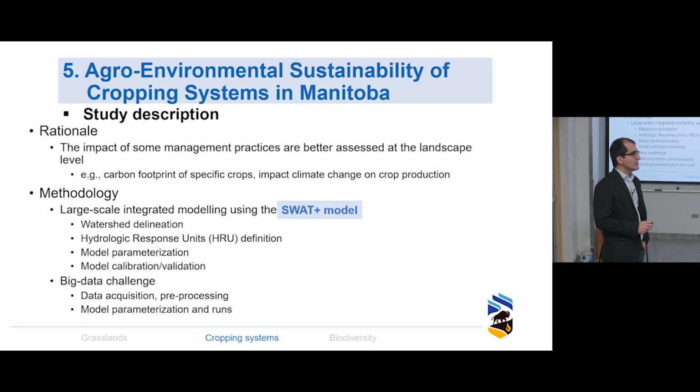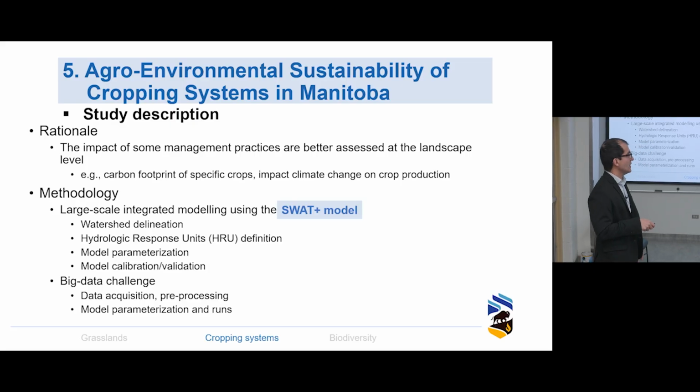Okay, the second study under the cropping system is looking at large scales, okay? So now we're looking at setting up a model across the Agro-Manitoba region. We use the SWAT model for that. And the idea behind this project is because some of these processes only become apparent when you look from a distance, right? For example, climate change for a certain crop. Depending on where you are, the footprint could be different. So looking at the picture as a whole might provide much more information for us, okay?